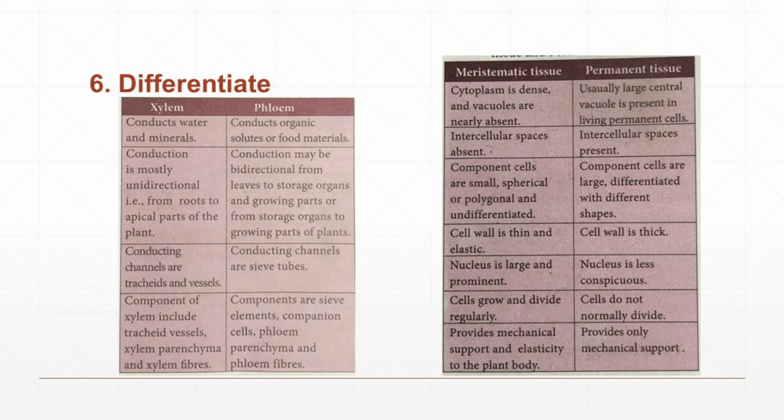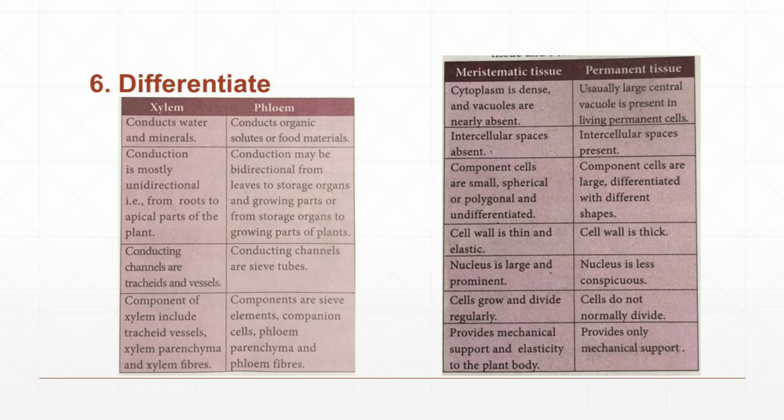parts, or from storage organs to growing parts of plants. Next point: in xylem, the conducting channels are tracheids and vessels. In phloem, the conducting channels are sieve tubes. Next one, components of xylem are xylem tracheids, xylem vessels, xylem parenchyma and xylem fibers. The components of phloem are sieve elements, companion cells, phloem parenchyma and phloem fibers.